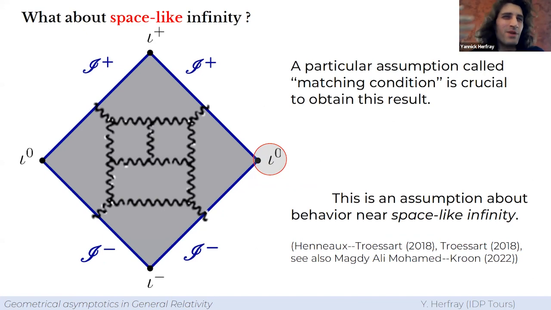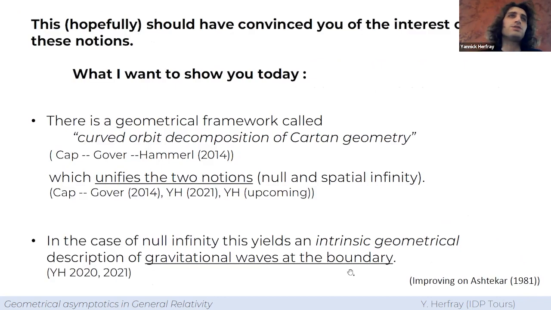So it's still important, even if you think you only care about null infinity because you're interested in scattering. It's still important to wonder to which extent your quantum field scattering theory requires the type of asymptotics that you're imposing at space-like infinity. For example, it's still not clear to which extent it is natural to require this condition from the classical phase space perspective. Okay, so these were the motivations.